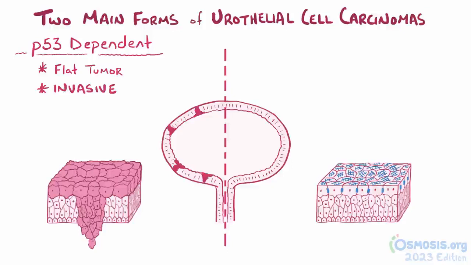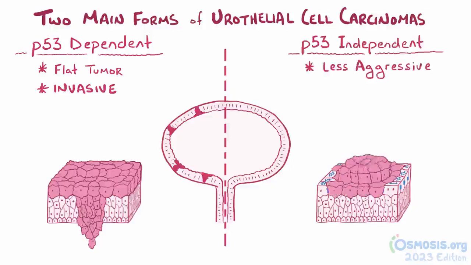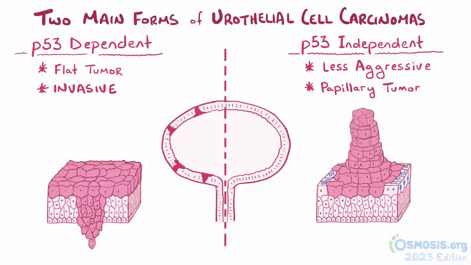The other, less aggressive way for a urothelial cell carcinoma to come about is independent of p53 mutations, and occurs when finger-like extensions called papillary tumors grow outward from the urothelium, although these can occasionally invade deeper bladder tissues as well.